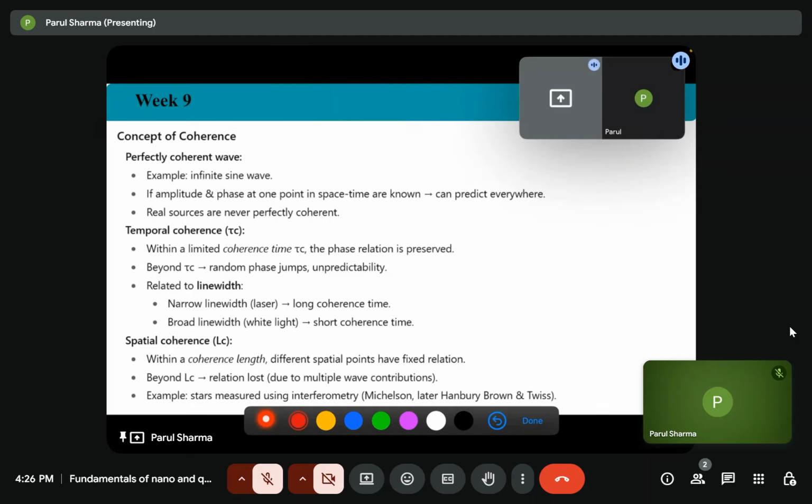Real sources are never perfectly coherent. There are two types of coherence. One is temporal coherence and the other one is partial coherence. So then what is temporal coherence?